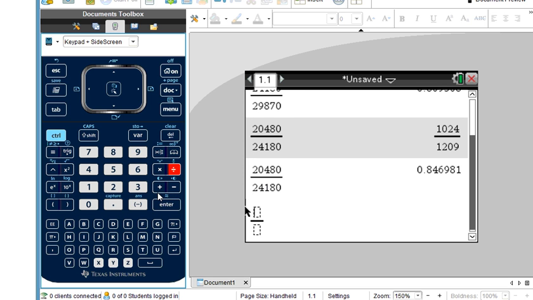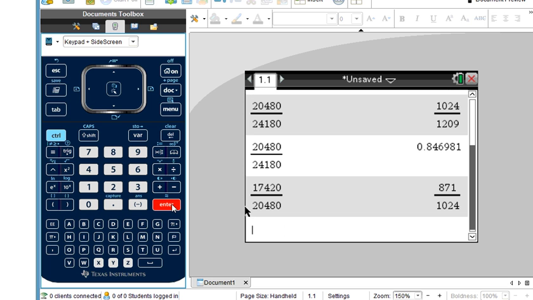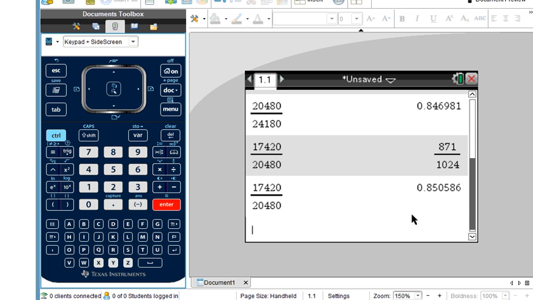Next we put 17,420, and we're dividing that by 20,480. And then we press Control Enter. We get a 0.85. So maybe it's going to be a 15% depreciation rate after all.